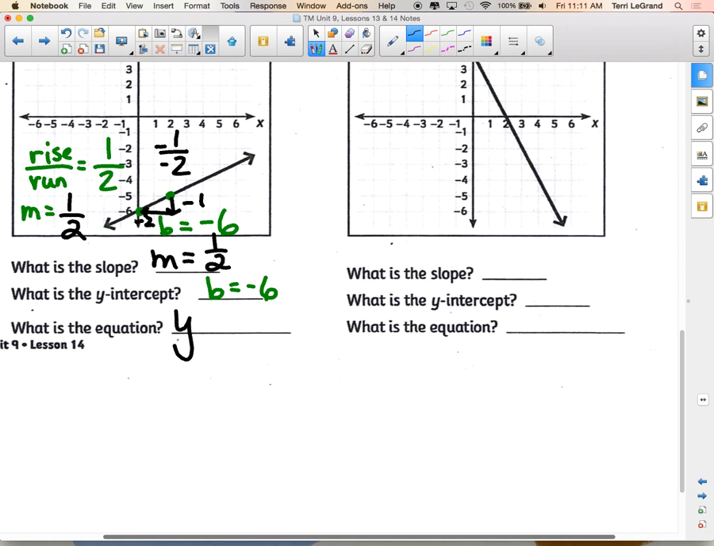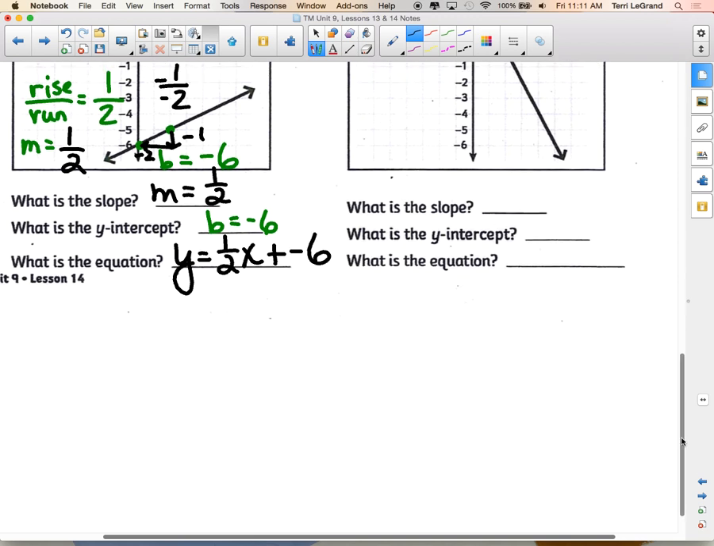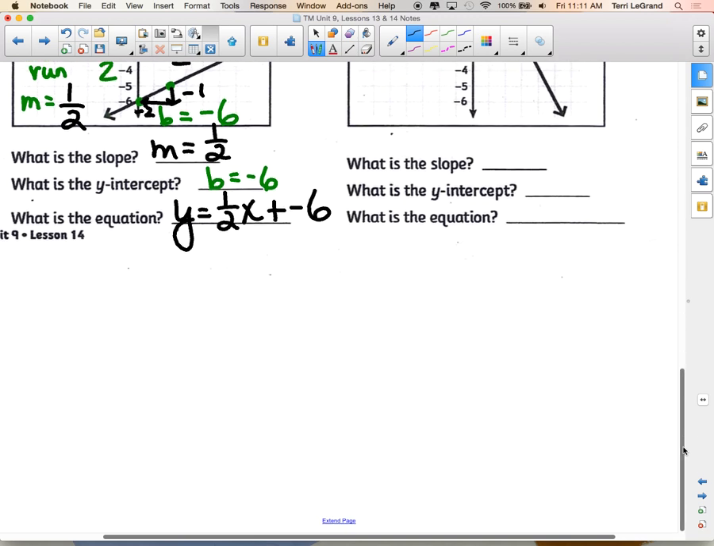So now we're ready to say y equals 1/2 x plus a negative 6, plus our b value. But what if that isn't always shown in the answer key? What if that's not in the answer bank? Y equals 1/2 x. Can we just ditch the negative 6 this time? Yeah, we can't ditch it, adding negative 6 impacts this.